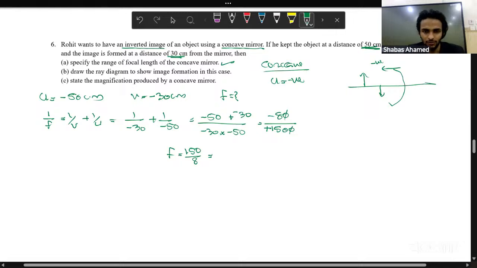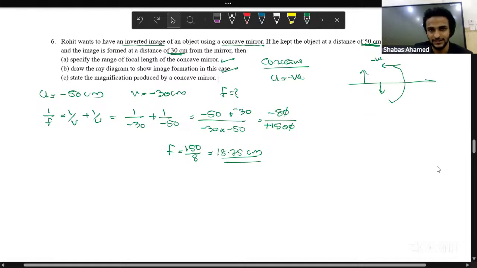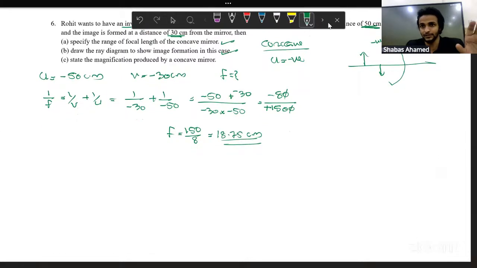So this will be equal to around 18.75 centimeter. Okay, clear. Now the next one, draw a ray diagram to show the image formation in this case. I mean, you don't have to draw with a 50 centimeter line or 30 centimeter. Just draw a rough diagram. So this is for question number A.